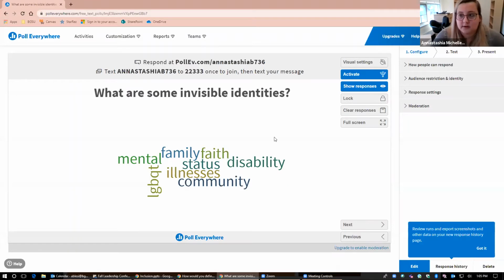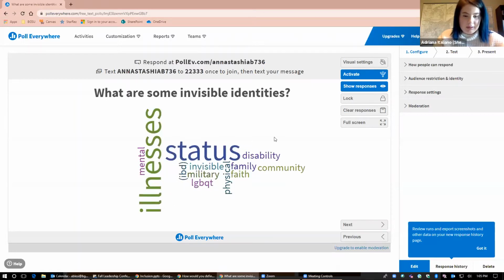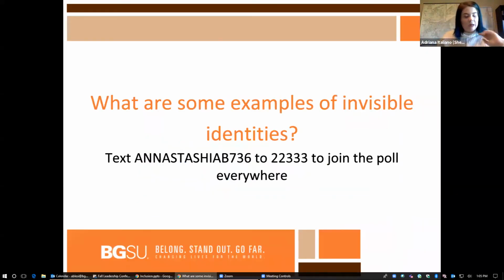And if you agree with one, if you really want to make it kind of impactful on this little flow chart, you can type it as well. So if there's something that is very powerful to you, you can also type that response. Illness, IBD, yep, physical illnesses, perfect. Military status, yes. Awesome. So I think we have some really good responses, feel free to throw some more in the chat too, but we're going to keep it moving along.